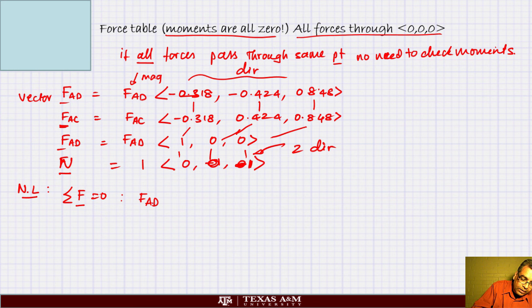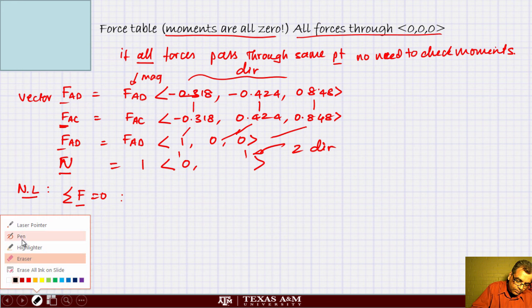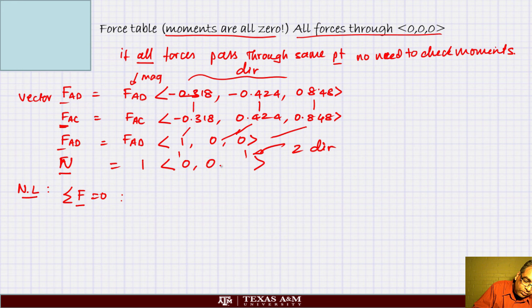FAD, sorry, let me write it down right. So let me write these things down properly. 0, 0, minus 1. In the previous page, I had written 0, minus 1, 0. So that's not correct. This is the correct one.